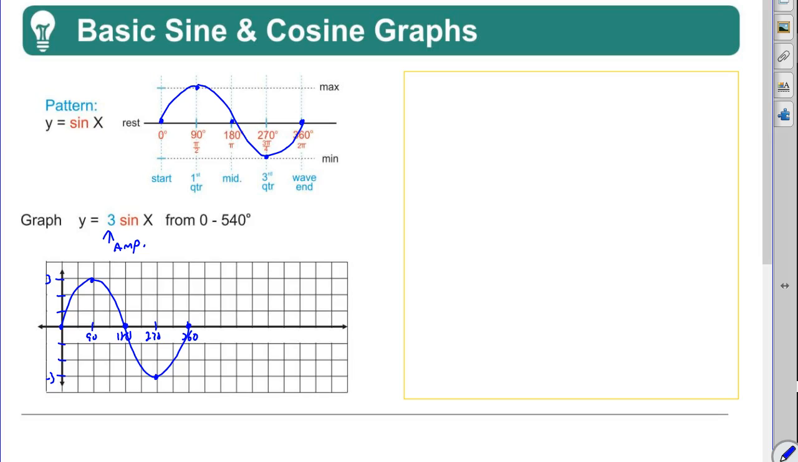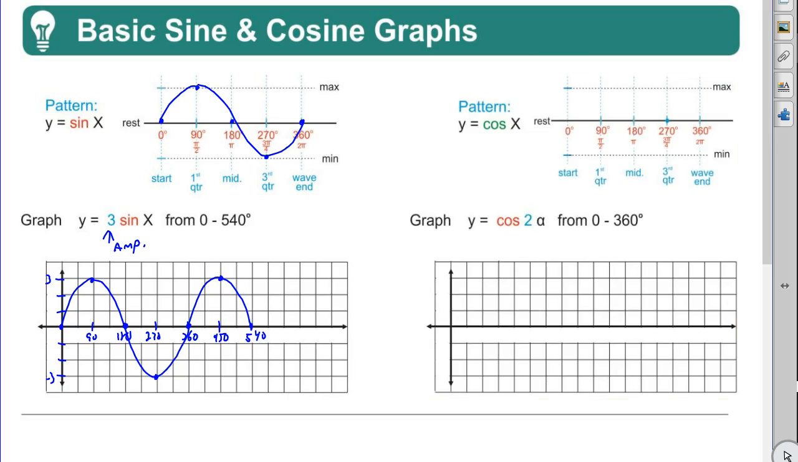All right, I've got to go to 540. So let's do the next 90 degrees. So that's 450. And then the next one gets me to 540. Okay, so again, the first quarter it's a max, and the next it's at rest. And there we go. We are graphed through 540 degrees because I know the basic sine graph.